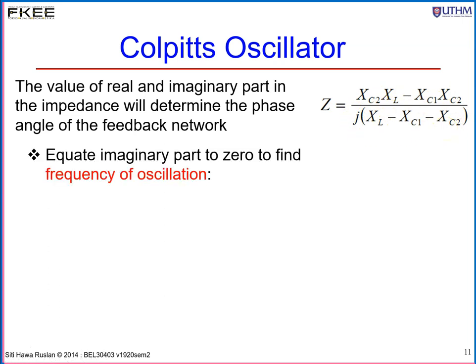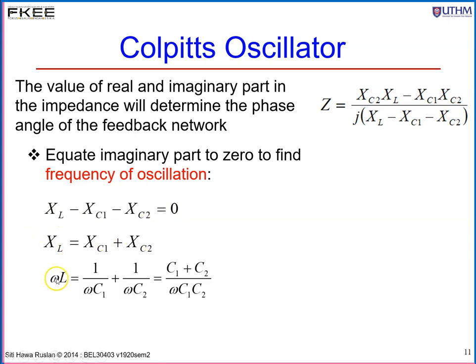Okay, so set the imaginary part to be 0 in order to find the frequency of oscillation. So XL minus XC1 minus XC2 equal to 0. So with this, XL equals to XC1 plus XC2. Substitute XL as omega L, XC1 is 1 over omega C1, XC2 is 1 over omega C2. These two added is equal to C1 plus C2 divided by omega C1 C2. So you have omega L equals to this.